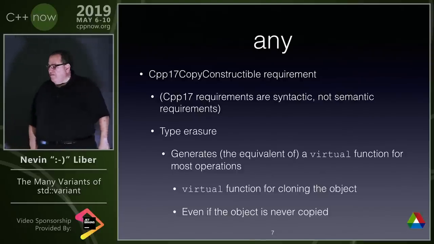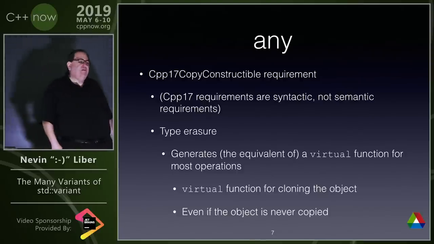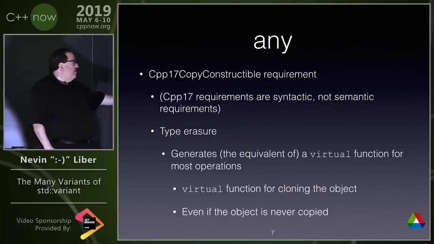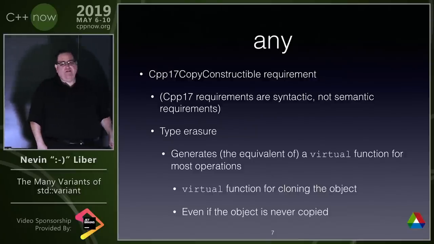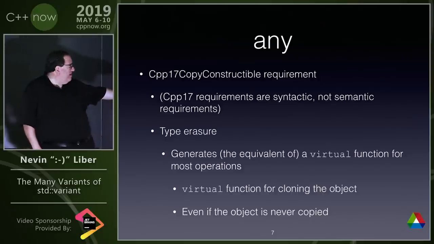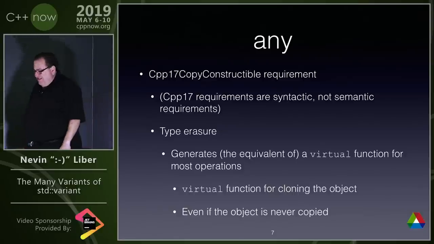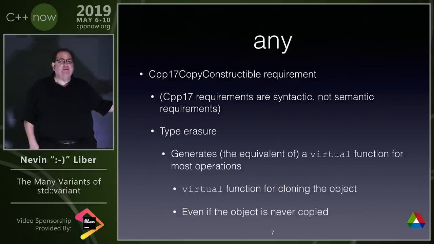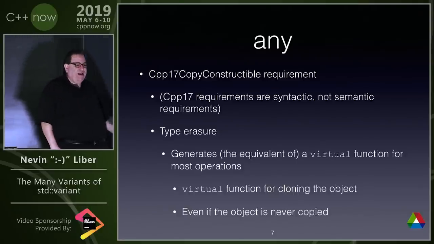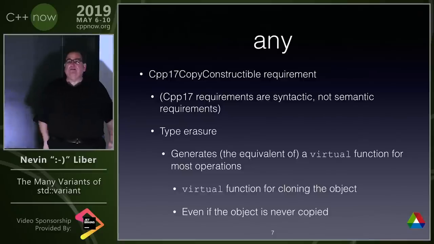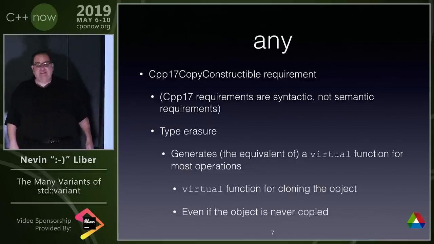Now, internally, it uses type erasure, which means it generates the equivalent of a virtual function for copying and for looking up and for getting things out, even if you never copy the object. Right? Standard function has the same problem. A lot of times, you'll want to store a callback, but you have to make your callback copyable, even though you're never going to copy the object that it's sitting in.